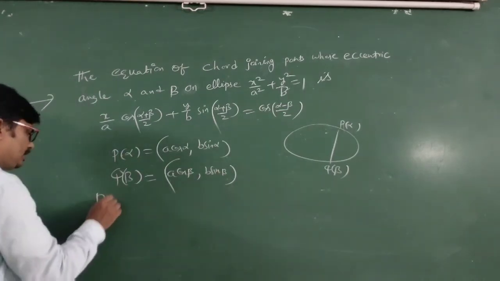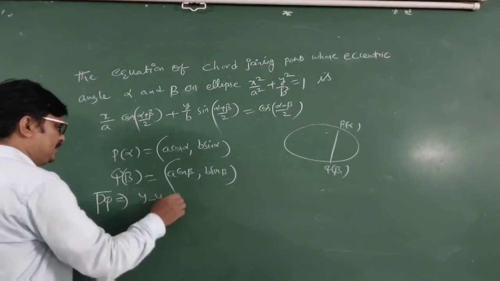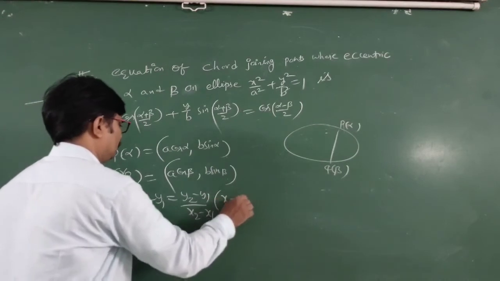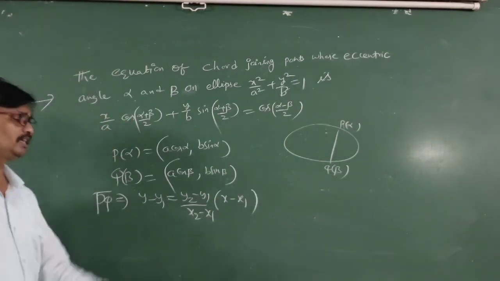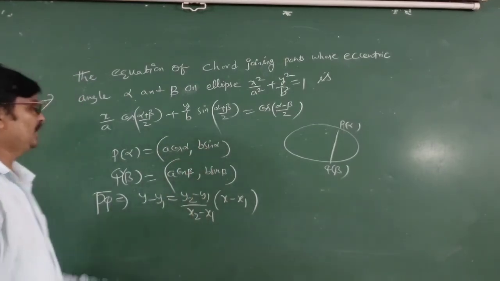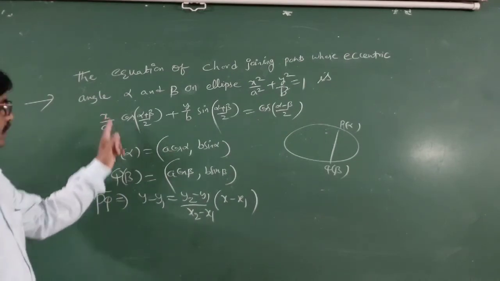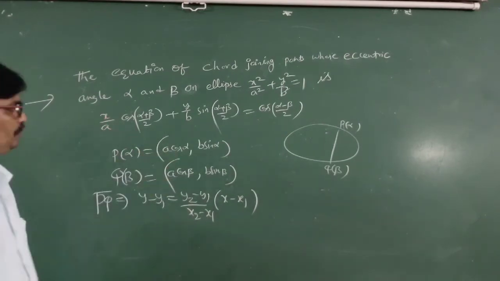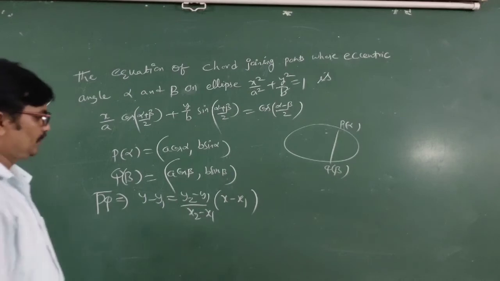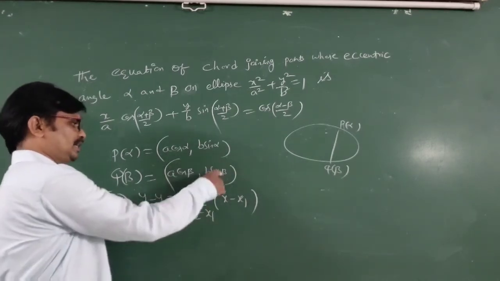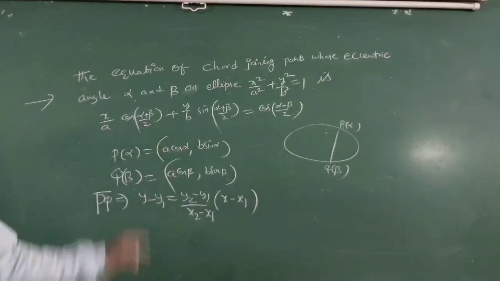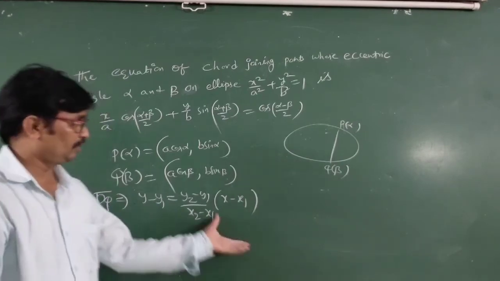Now the equation of PQ is y minus y1 equal to y2 minus y1 by x2 minus x1 into x minus x1. This is x1 y1, this is x2 y2. After the simplification, we write the equation of the chord, that is x by a cos of alpha plus beta by 2, plus y by b sin of alpha plus beta by 2, equal to cos of alpha minus beta by 2. When you take y2 minus y1, this is sin c minus sin d, and this is cos c minus cos d. After simplification, this is the equation of the chord. Okay students, all of you complete this one.